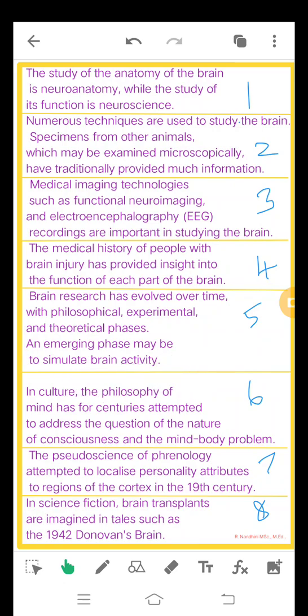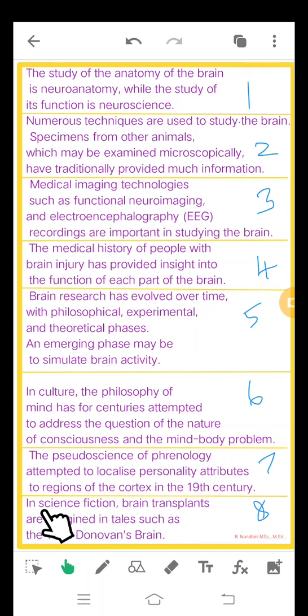Then next paragraph. In culture, the philosophy of mind has for centuries attempted to address the question of the nature of consciousness and the mind-body problem. Then, in the 19th century, the pseudoscience of phrenology, which is not actually science, attempted to localize personality attributes to regions of the cortex.